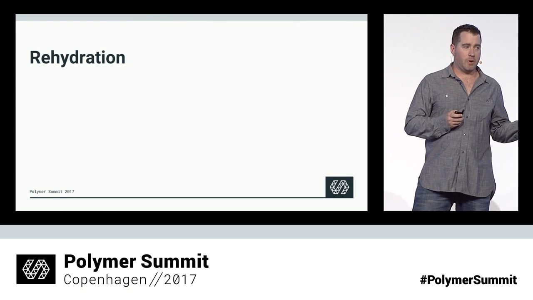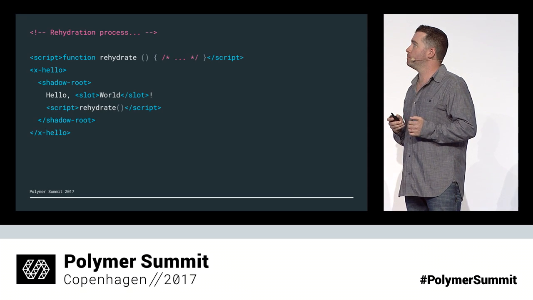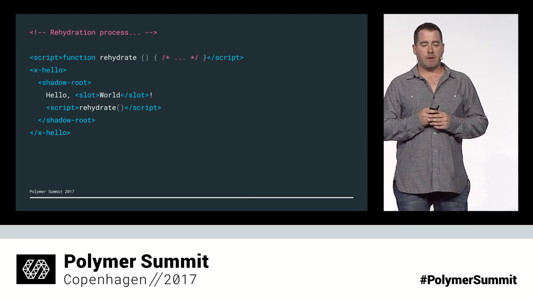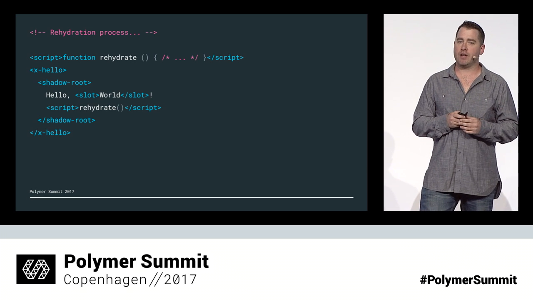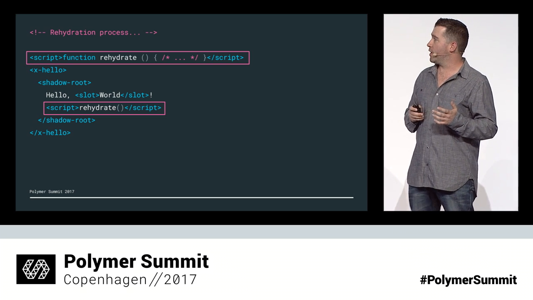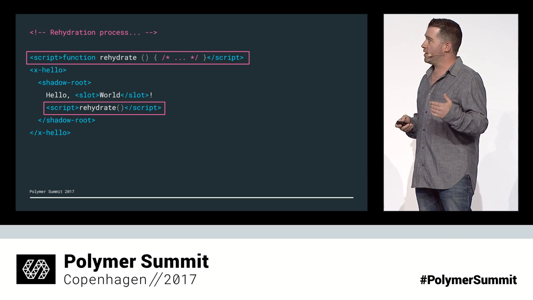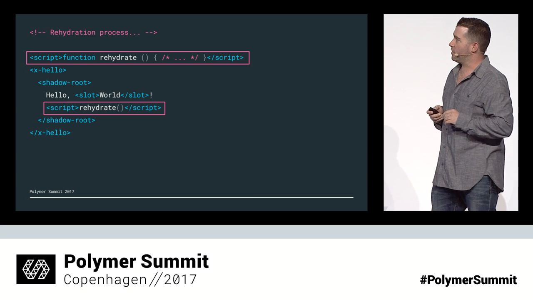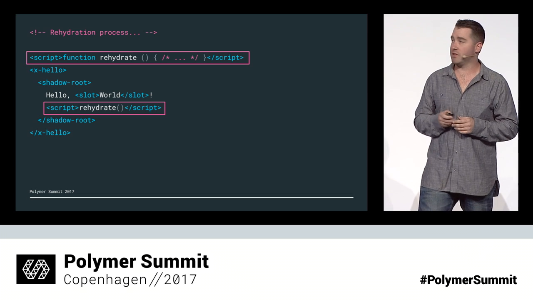So now that we've serialized our component, let's look at the rehydration process. This is the previous result that we had. Without built-in declarative primitives, we have to execute JavaScript in order to rehydrate this. So we dedupe the rehydration code into a single function. That way, we can call that function whenever we need to rehydrate a shadow root. And it's called rehydrate here, but the library is going to make sure that it's not going to have any collisions in the global namespace. This is just for the example.